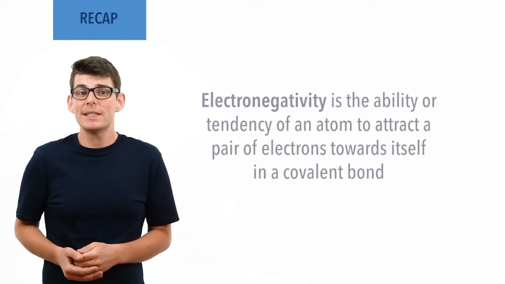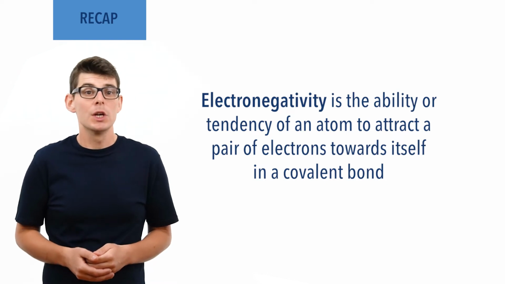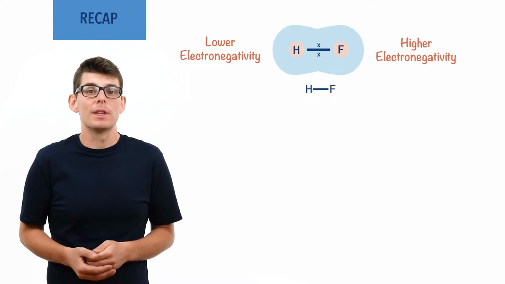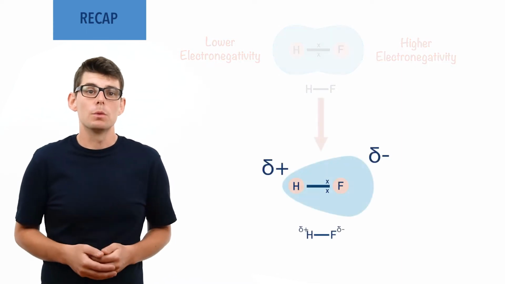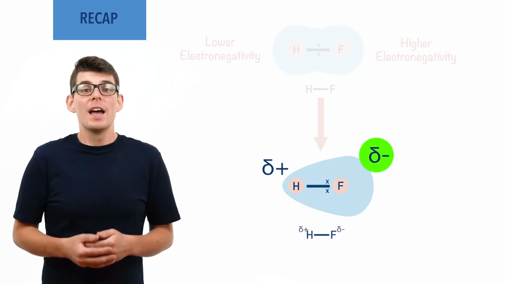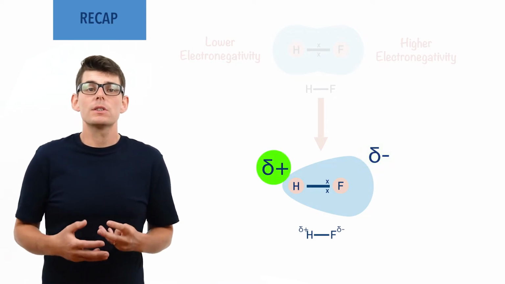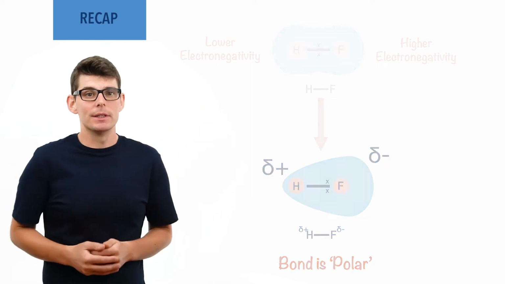Electronegativity is the ability or tendency of an atom to attract a pair of electrons in a covalent bond towards itself. Atoms of elements with a higher electronegativity than the atom they are covalently bonded to can pull the electron pair towards themselves slightly. This gives the atom a partial negative charge and the other atom in the bond a partial positive charge. The bond is described as being polar, as it has a positive end and a negative end.